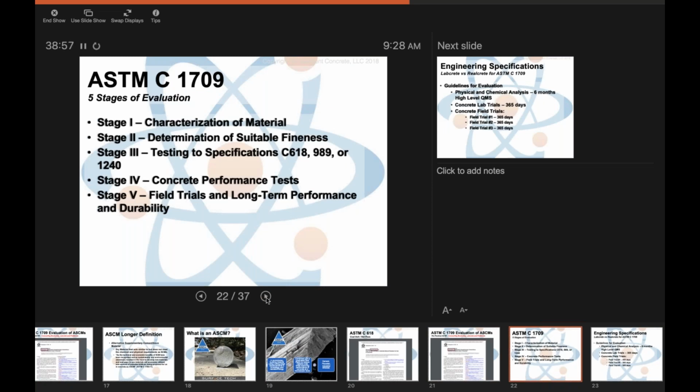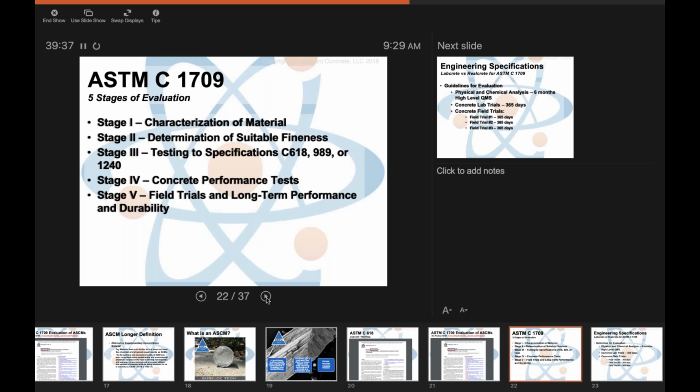So I don't want to go into much depth about 1709, but I did want to break down the 5 different stages. I remember talking to somebody weeks ago about Class F fly ash and how the quality of the Class F fly ash is reduced significantly. I posted something on LinkedIn, and somebody wrote back to me, where in 618 does it talk about quality control? And for the life of me, I could not argue it. But ASTM C1709 does talk about quality on many different levels.